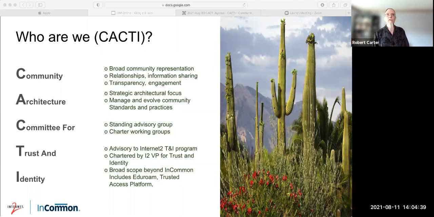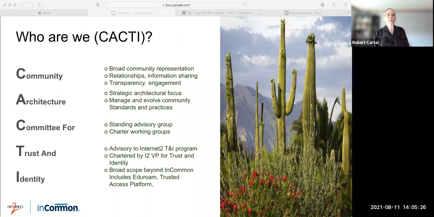We're chartered by the Vice President for Trust and Identity inside Internet2 as one of a small number of standing advisory committees that provide support to the Trust and Identity program inside I2. We have 13 official members, all nominated from inside the community. Three of our members this year are from outside the US and 10 are from inside the US. And we represent all different segments of the higher ed and research community. We've got representatives from R1s, like myself, from Duke, from teaching colleges, as well as from federation operators, research organizations, commercial service providers, and even some standards organizations, if we think about it the right way.